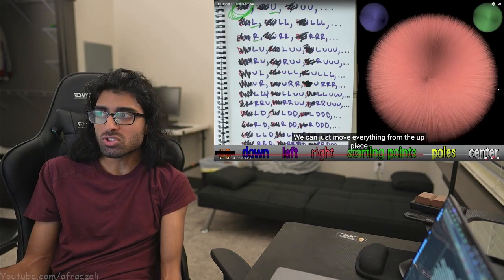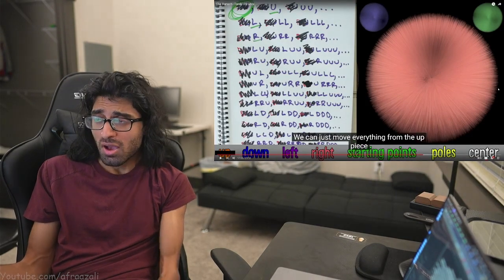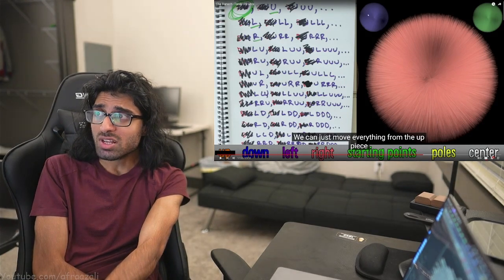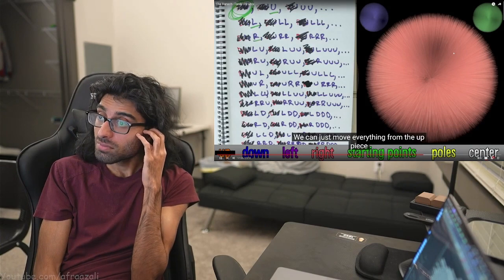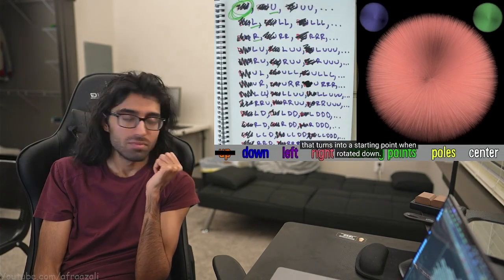What extra set of starting points? An extra set? How the fuck would you even know the starting points? They're irrational. They're all the way on the right. Move everything from the up piece that turns into a starting point when rotated down.